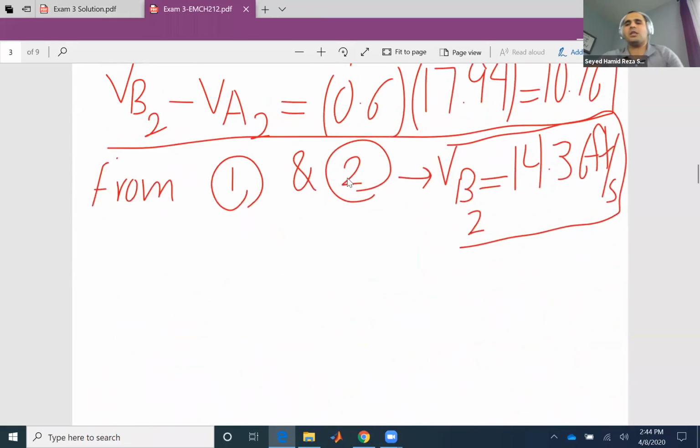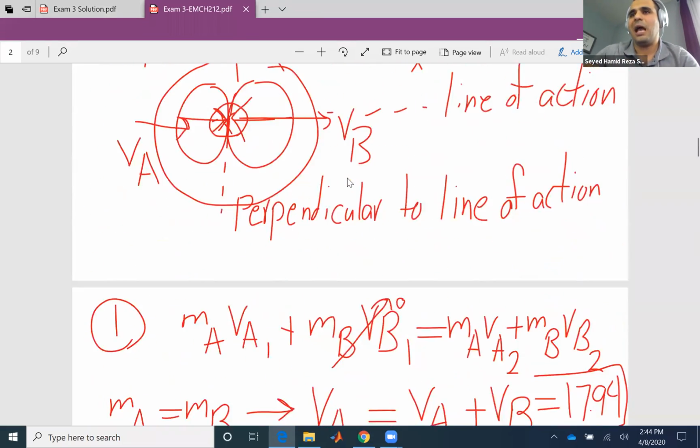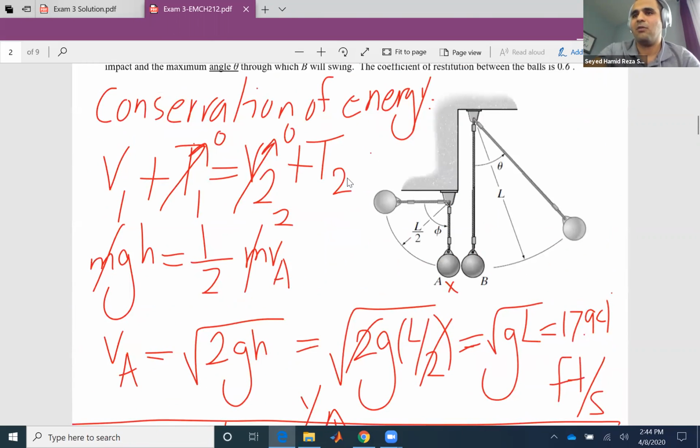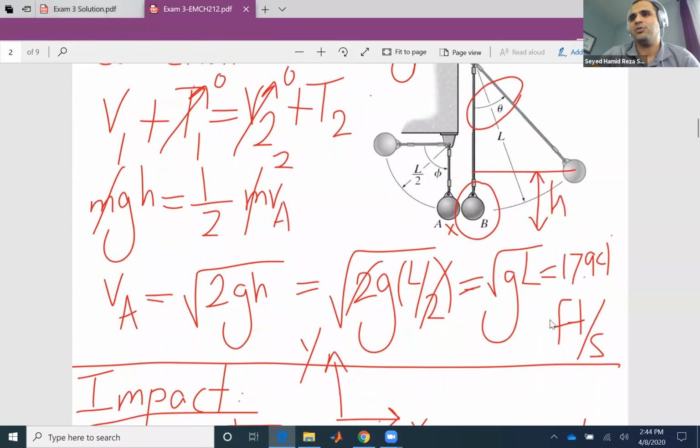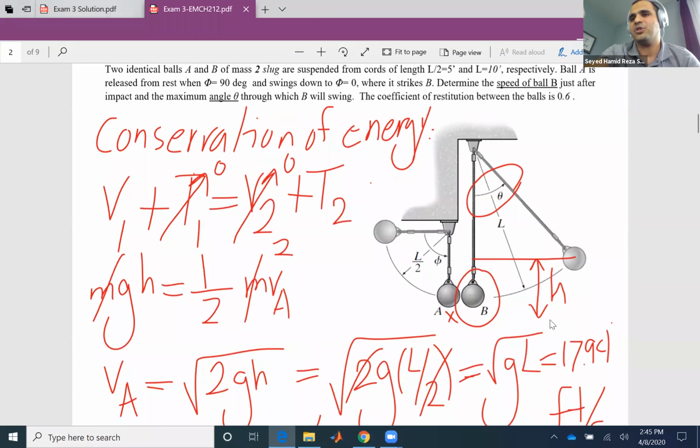So here the problem is not done. We have the velocity after contact. Now we have the velocity of B after contact. The problem is asking for how far this one is going. So we want to find H. The problem is actually asking for theta. So we want to find theta. But if we have H, we can find theta. According to the geometry, H would be L, the whole distance here.